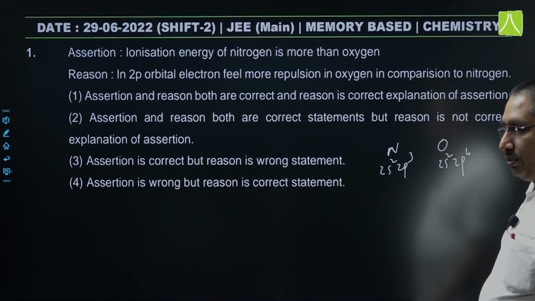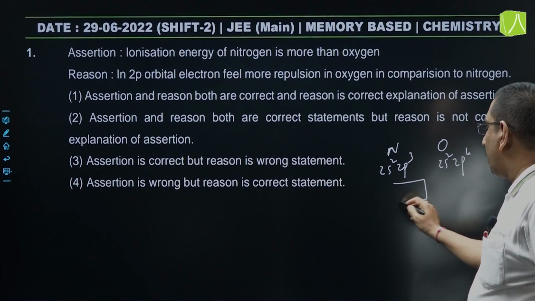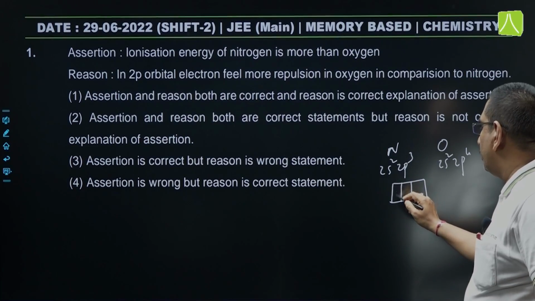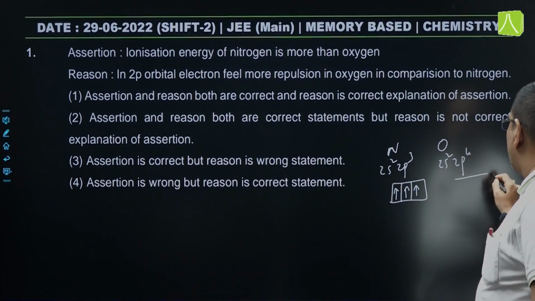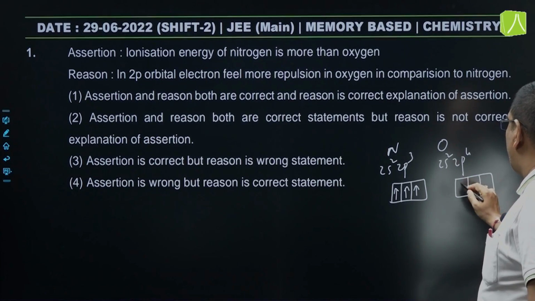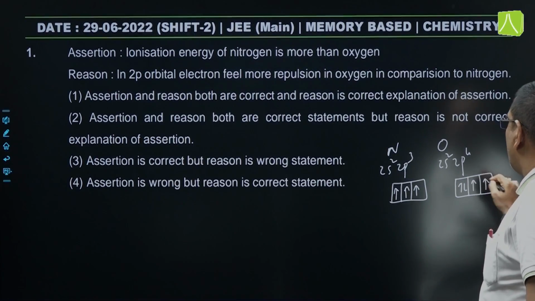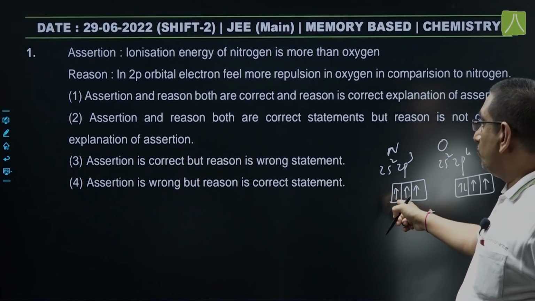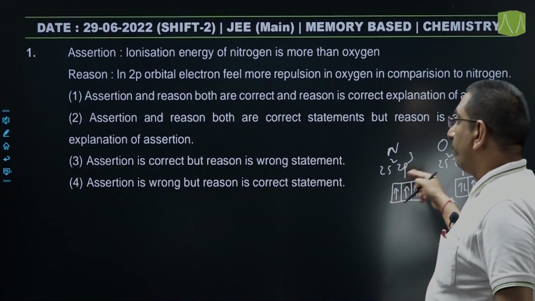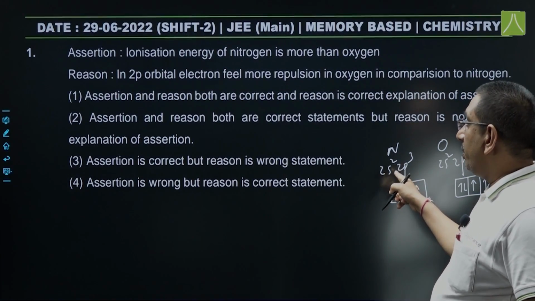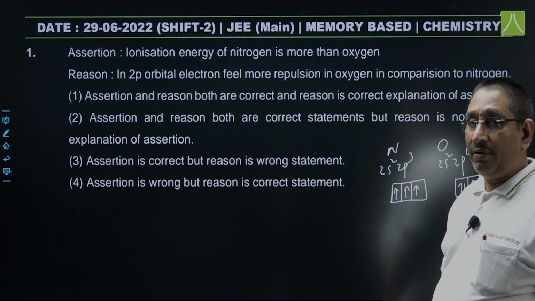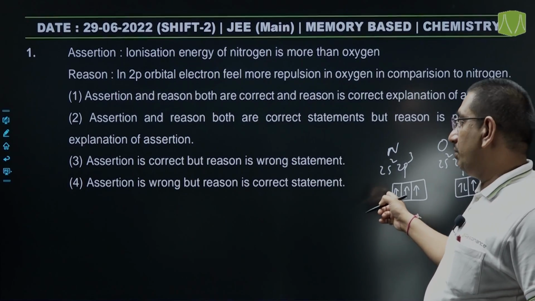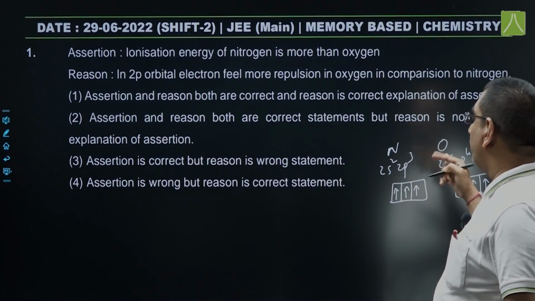2p4 configuration, and due to half filled configuration it has more stability, and to remove an electron from this nitrogen it requires more energy because it has half filled configuration, it gets more stability. Due to this, to remove this electron from the nitrogen it requires more energy. So, ionization energy is more for nitrogen than oxygen.